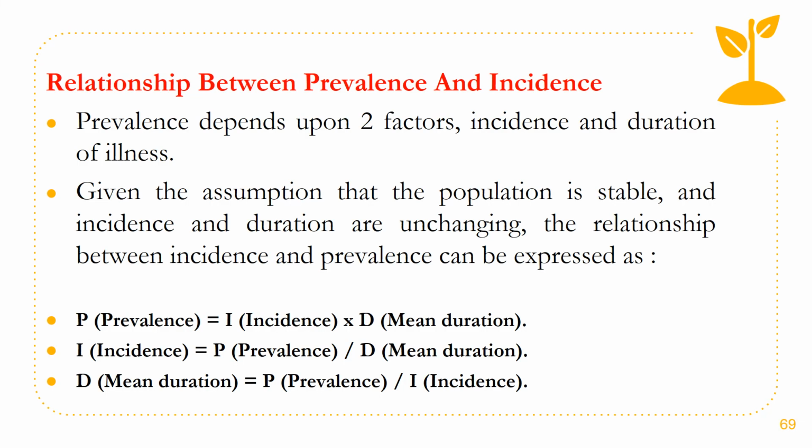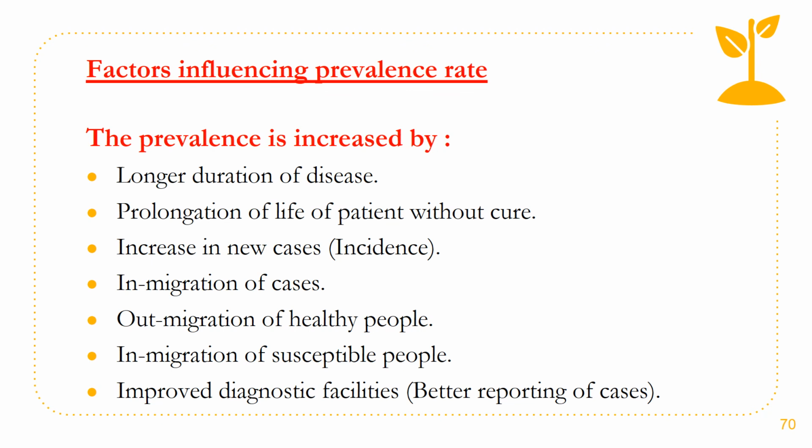So, the relationship between prevalence and incidence. You have to remember this: P = I × D. P is the prevalence, I is the incidence, and D is the duration. And if you are good at mathematics, you can cross multiply and produce your own formulas like I = P/D, D = P/I. So if you know some values, we can find other values. It's just mathematics.